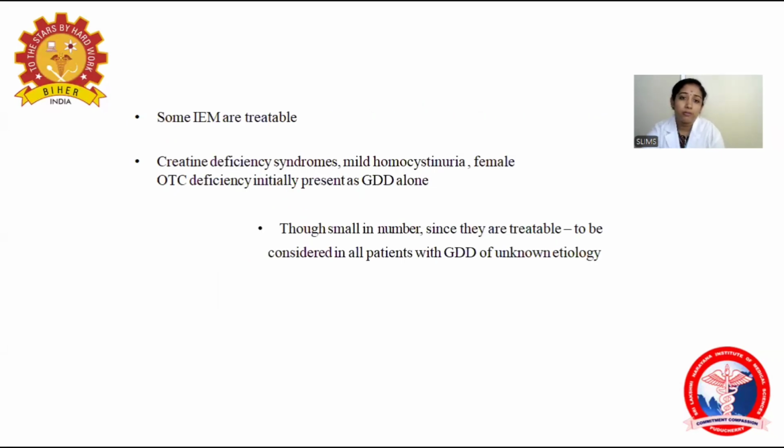So some IEM are treatable. You can do enzyme replacement therapy, or make some changes in the diet. Next are creatine deficiency syndromes, mild homocystinuria, and female OTC deficiency, which initially present as global developmental delay alone. Since they are treatable, they should be considered in all patients with GDD of unknown etiology.